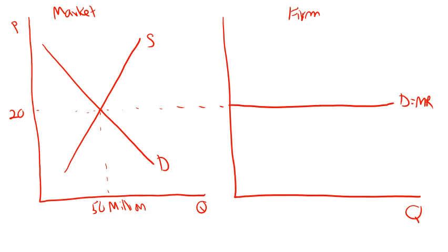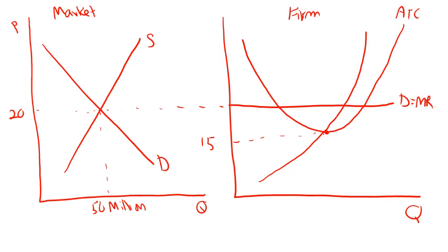Let's suppose right now that the firm is earning an economic profit. Well, that means that the price the firm is charging is higher than its minimum average total cost. Let's say the minimum average total cost is something like 15. All right. And marginal cost has got to pass through that minimum. Not drawn very accurately, but that's okay. There's marginal cost.